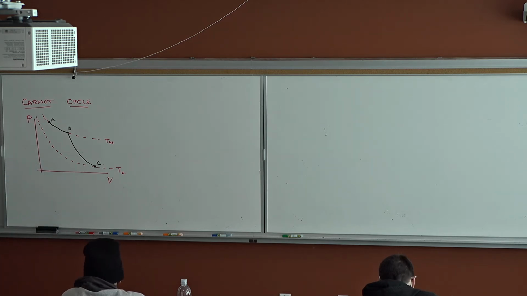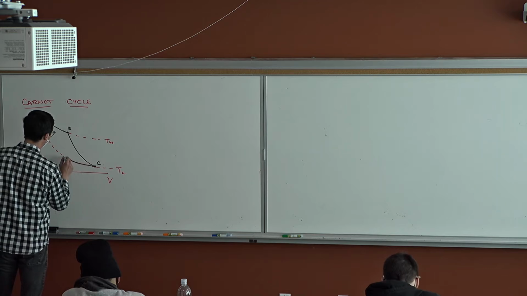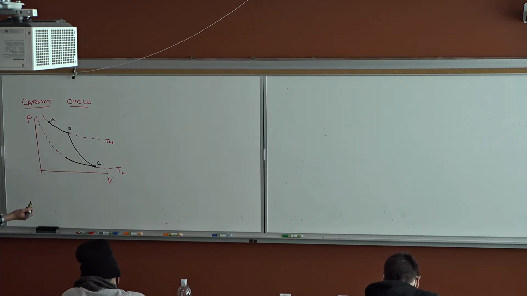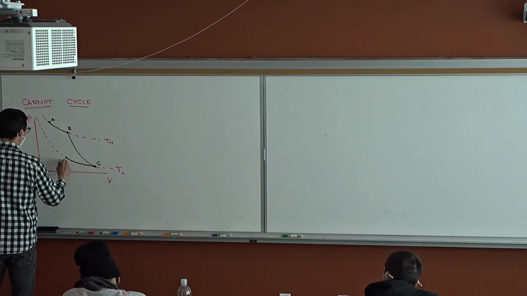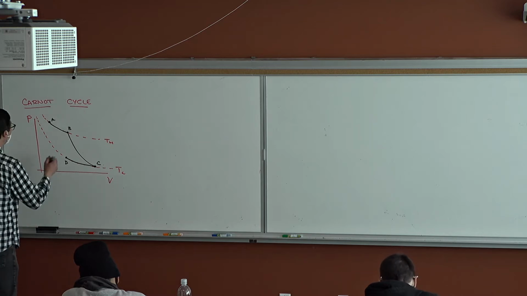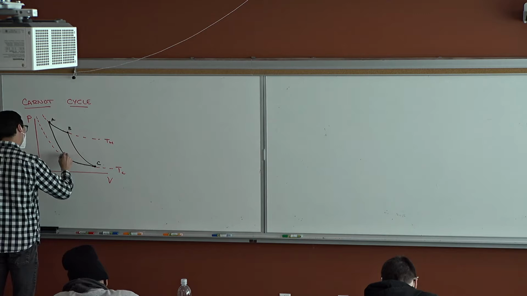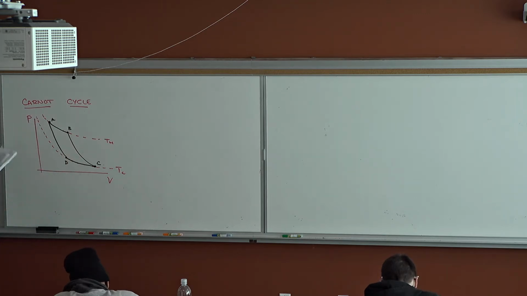And then we have another rather poor attempt at an isotherm, and finally another adiabat. So A to B to C to D back to A is our Carnot cycle.